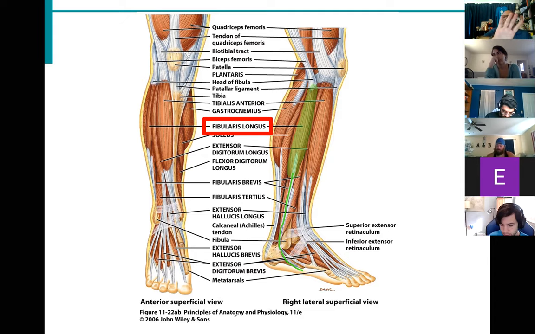Being a lateral muscle connecting to the lateral aspect of the foot, it's going to pull the foot laterally. And what would we call that action? Eversion. Eversion, exactly. And notice it goes behind the lateral malleolus. So does it bring the heel up or does it bring the toe up? Yeah. Heel up. It goes behind the lateral malleolus, so it brings the heel up. So this one is going to plantar flex and evert the foot.